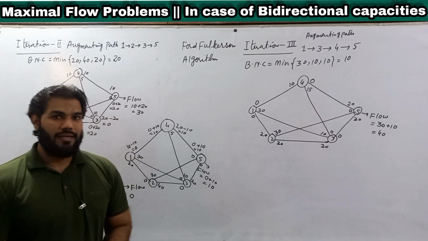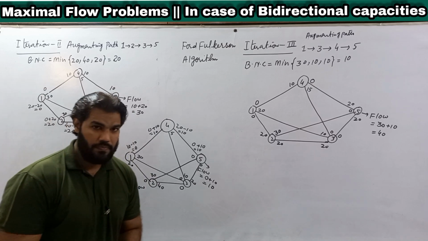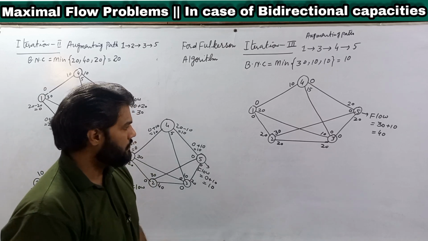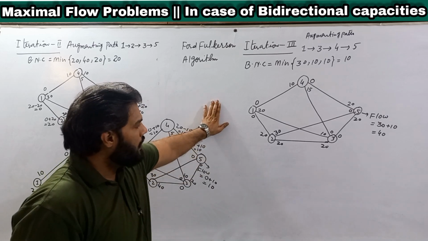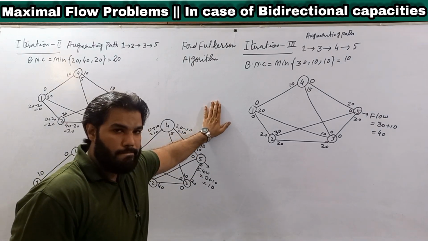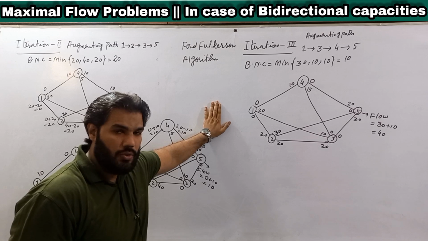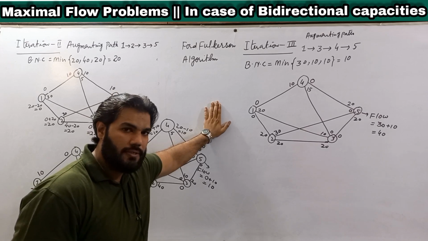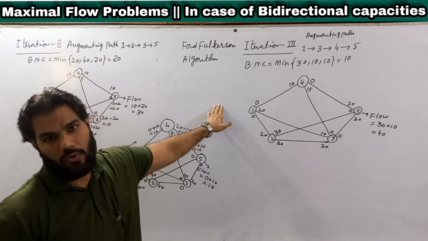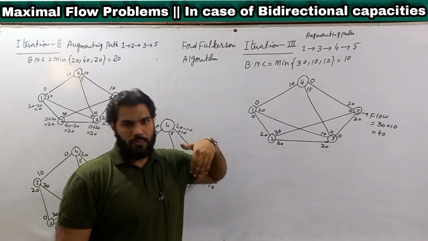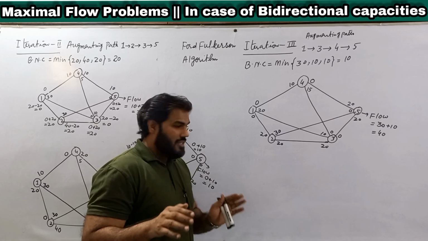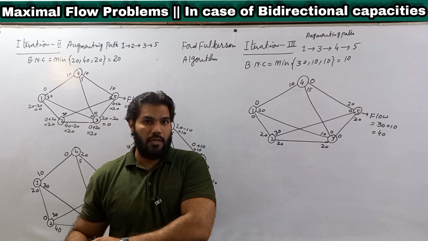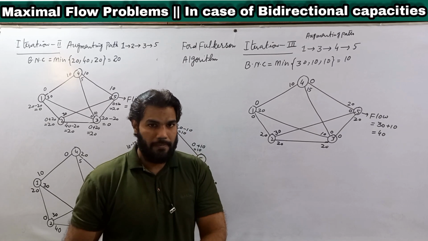Now, does there exist any augmenting path? Yes, there is one path remaining, and at this point you can notice that we will use backward flow here, and this point is different from my first lecture.